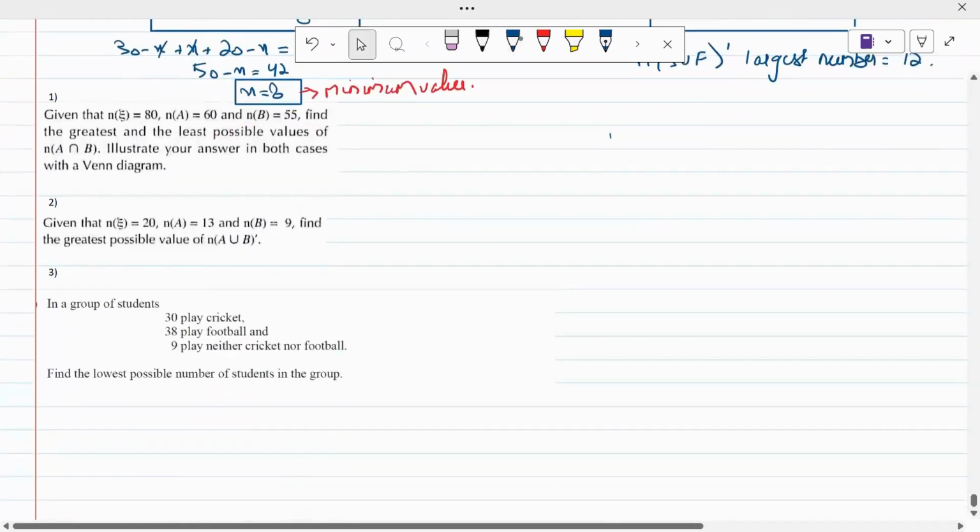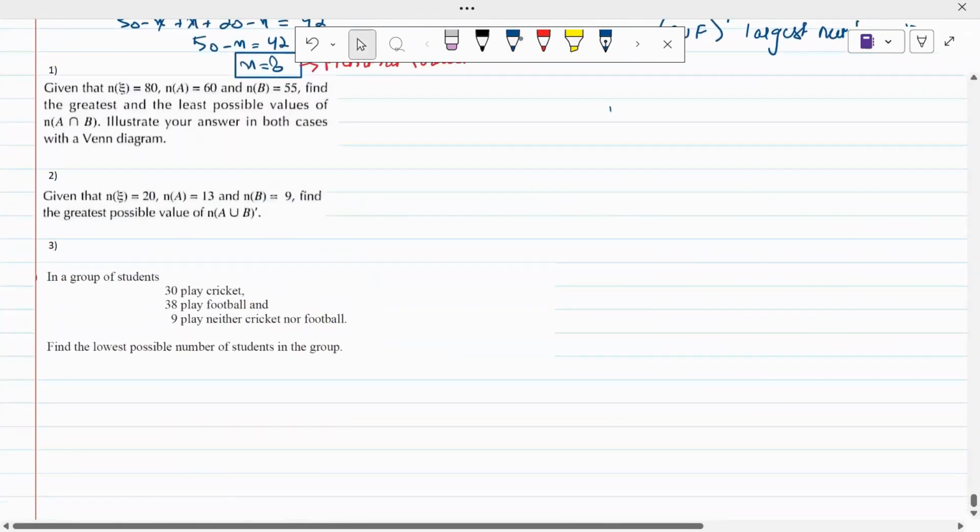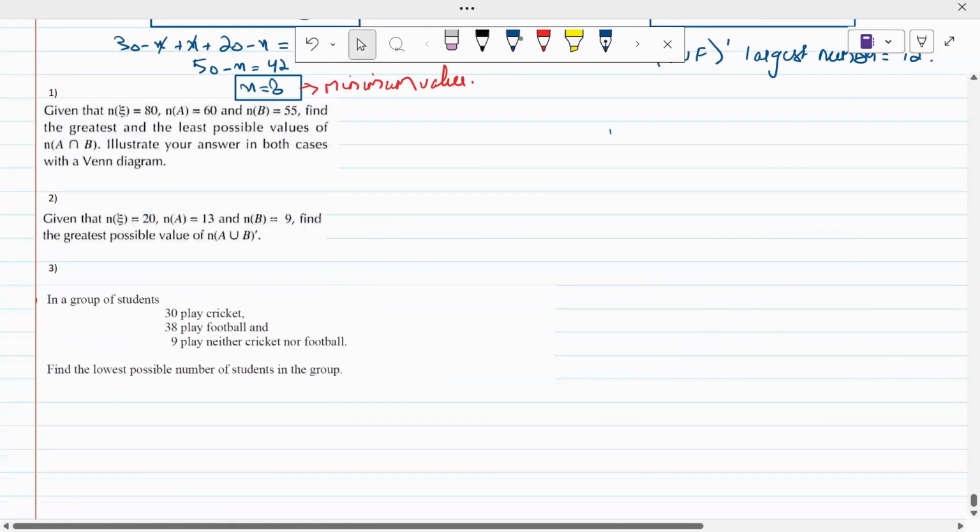If there are no questions, then I have a few questions for you to solve. Guys, solve these three questions on screen. You have 10 minutes of time. Solve these three questions. If you have any problem, you can ask me.